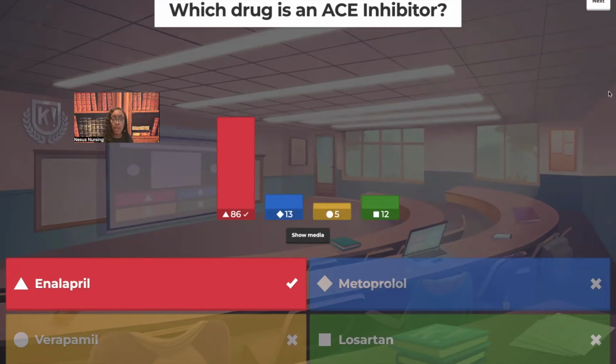What about metoprolol? What drug class is that? Metoprolol. Quickly, guys. Thank you. Beta blockers. Verapamil, calcium channel blocker, and losartan. That's another antihypertensive agent that comes from the sartan family. So you guys have to know the different drug classes, okay? Yep, ARB. Very good.